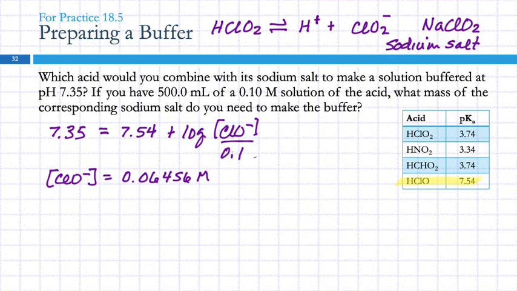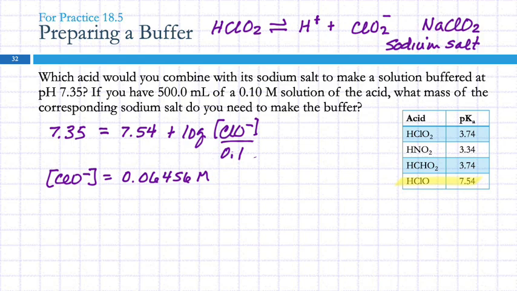If you're not using a solver, one of the ways you can check an answer like this is plug it back into the equation. 7.54 plus the log of 0.06456 divided by 0.1. 7.34996. Very close to 7.35. So now I know the molarity that I want in this solution. They've given me a volume of 500 milliliters. And they want to know the mass.